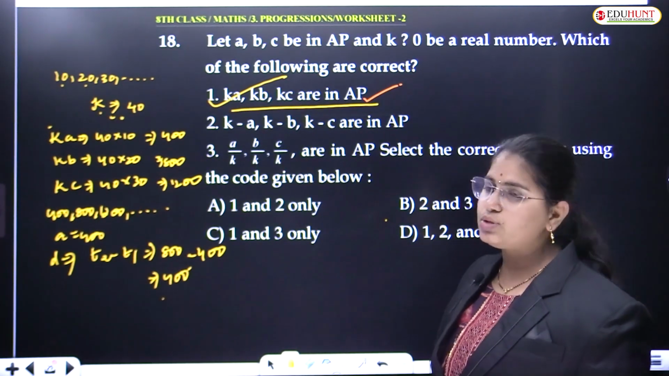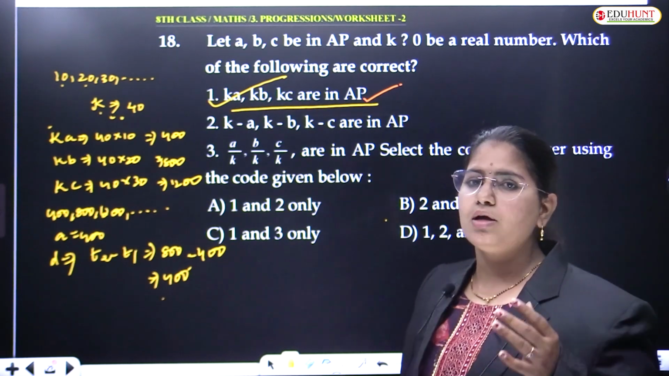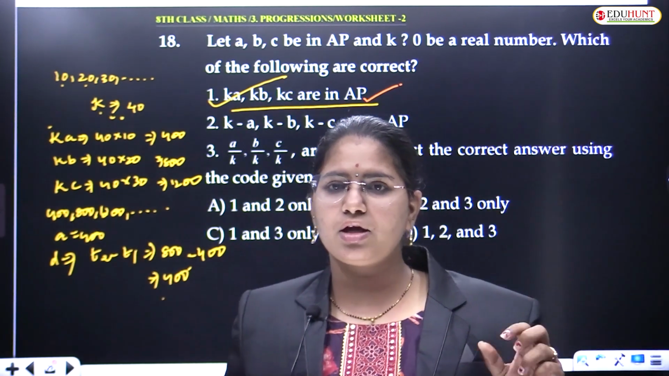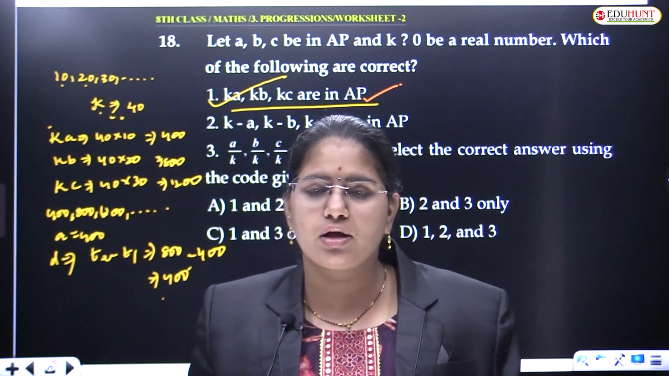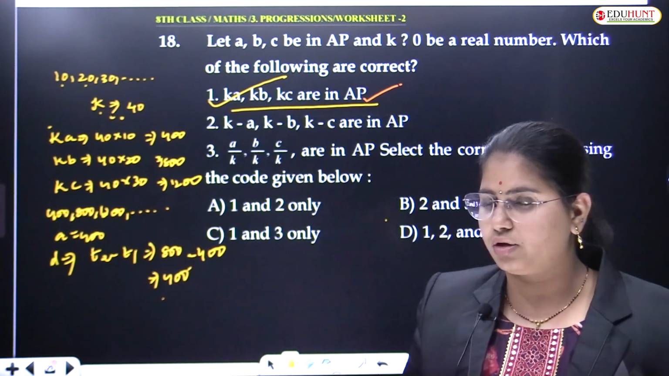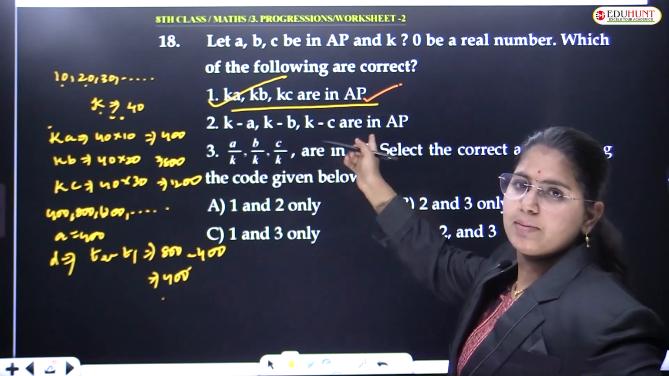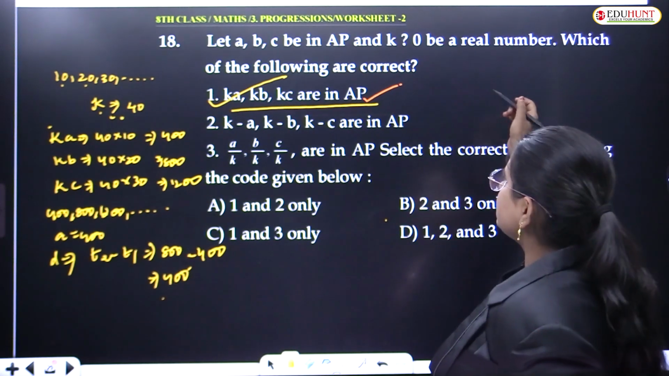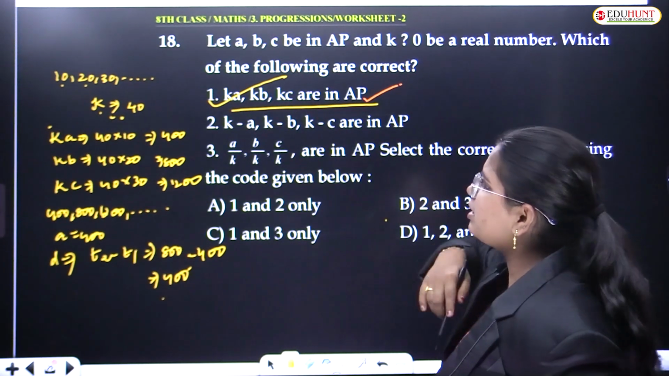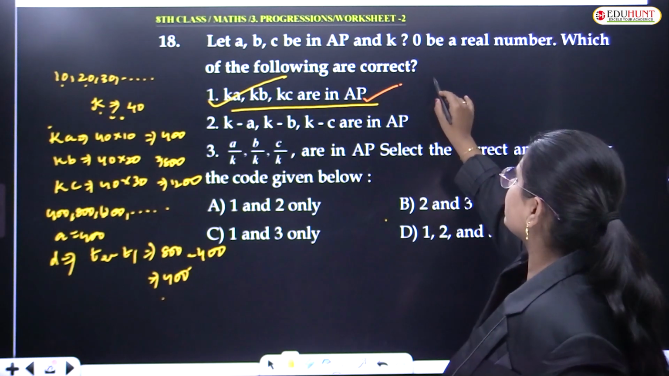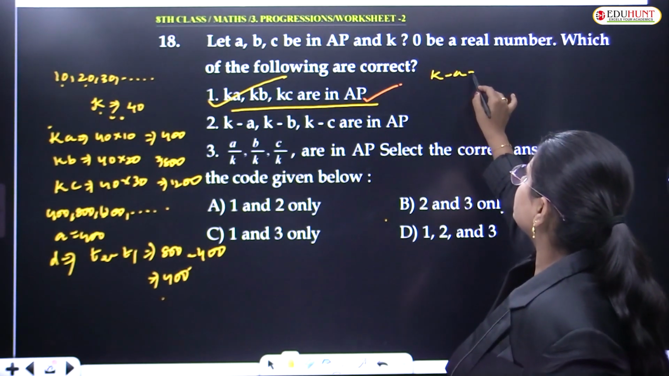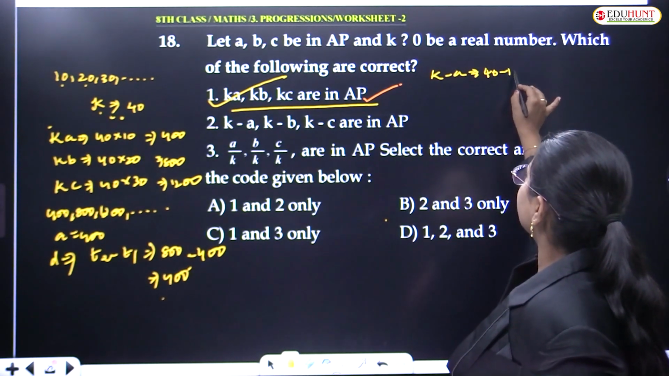Now let us also check with a second property. K minus A, K minus B, K minus C, are they also in AP or not? Let us check with this. So, K minus A, K minus B, K minus C. Let me take the same example. K minus A is equal to 40 minus 10.